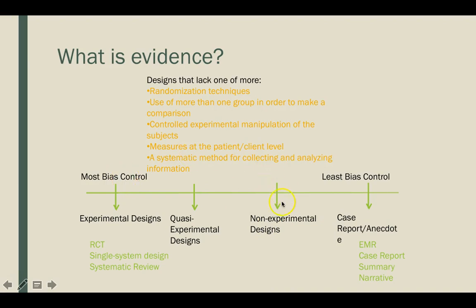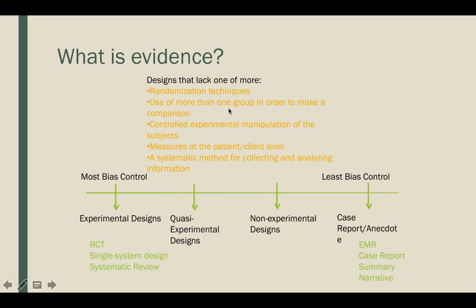And then to move from this end to that end, usually designs start to lack or lose one or more of these criteria. So do they use randomization techniques? Are they randomly putting individuals into groups? Do they use more than one group for comparison, either two experimental groups, or do they have a control?